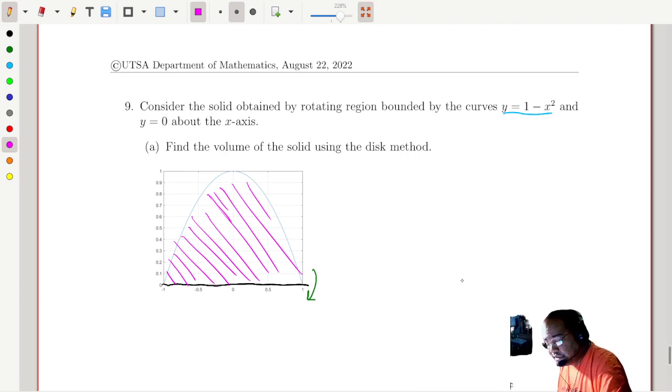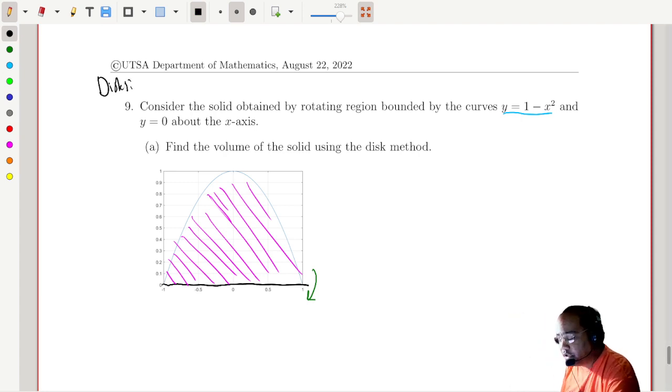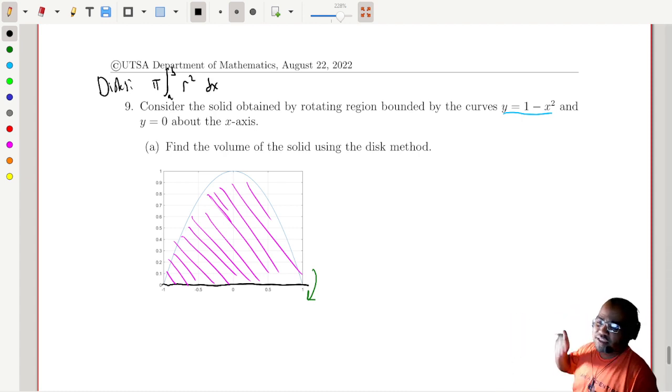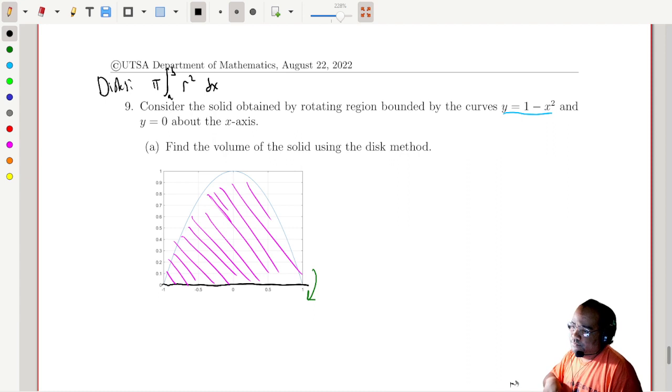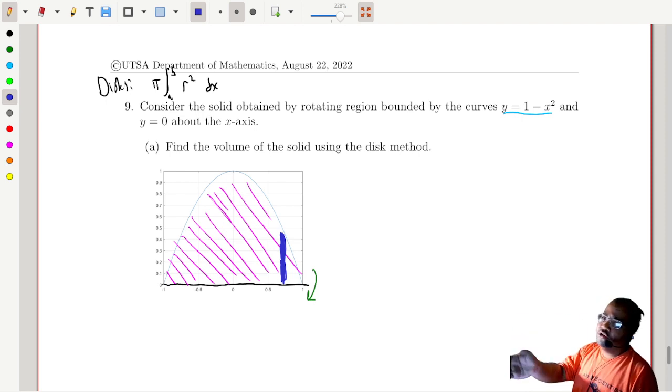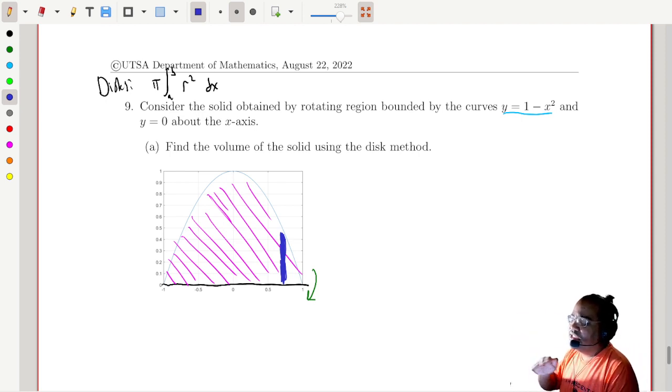Okay, let me remind you for disks. You think about the slicing. Pi times the integral from a to b of the radius squared. If you have washers, outside squared minus inside squared. But here, the idea is that we slice perpendicular. For disks, we slice perpendicular, orthogonal to the axis of rotation. For shells, we slice parallel. The computation here is a little straightforward using disks.